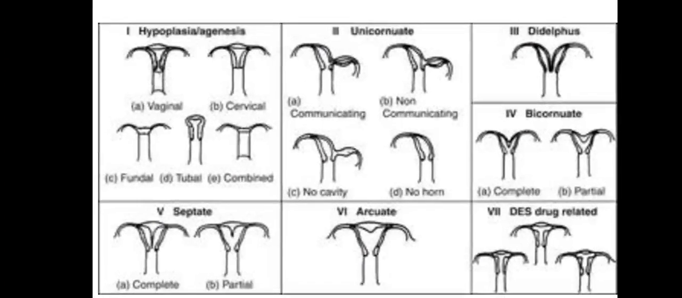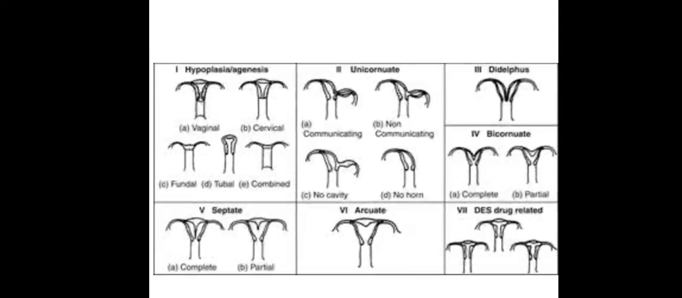Okay, so this is more in order of the developmental abnormality. As you can see, the first picture is hypoplasia or agenesis. It can be different types of agenesis: vaginal, cervical, fundal, tubal, or combined. Any of those, partly or completely, can be agenesis. Now unicornate is when one half is developing properly.